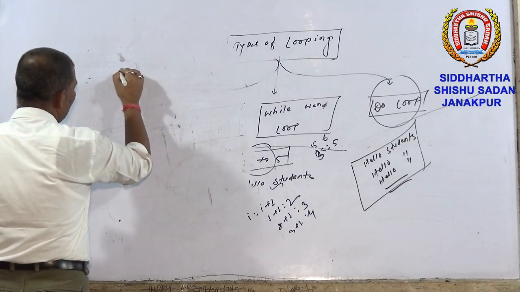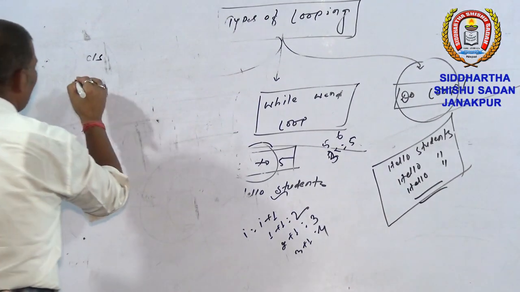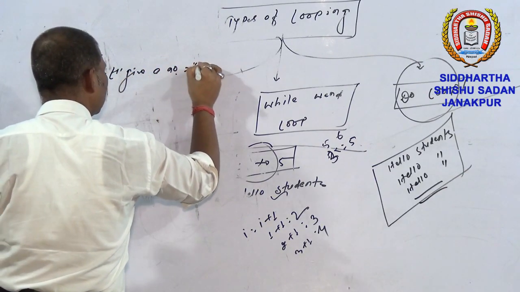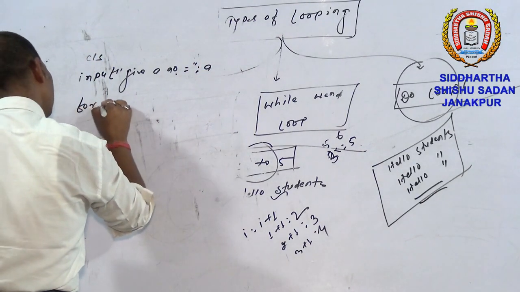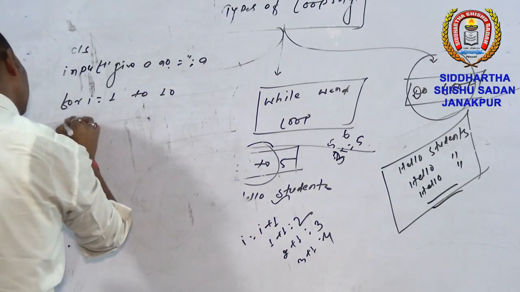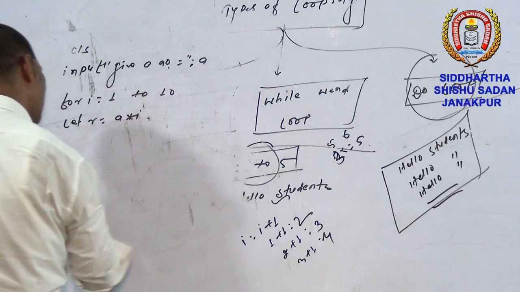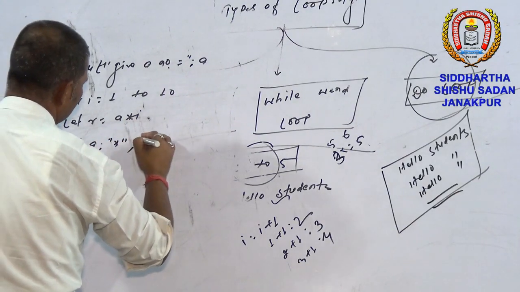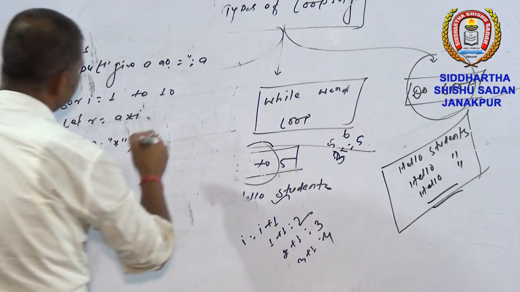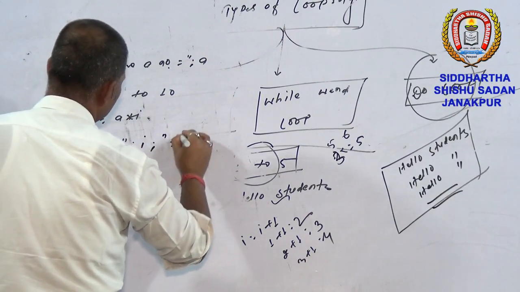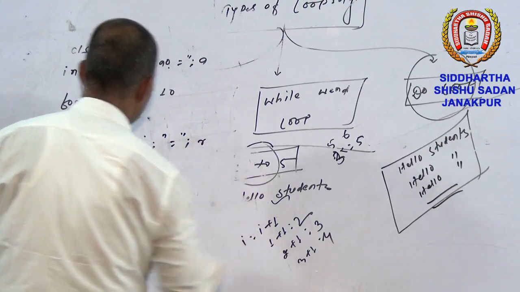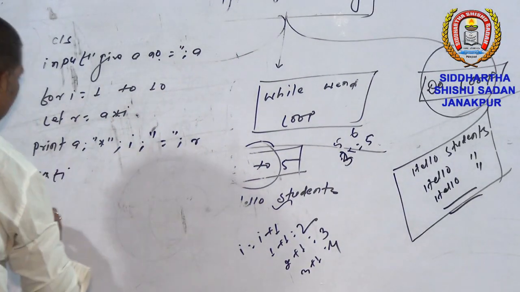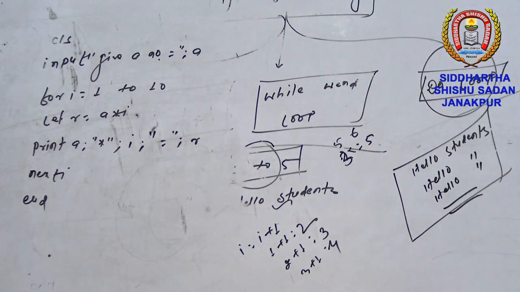Now students, here I am going to write this program. CLS. Here, for the input statement, first we have to write: input "Give a number"; A. Then for loop, for I equal to 1 to 10. Let R equal to A into I. Print statement: print A; "*"; I; "="; R. Here next I, and end. It is a very simple program.